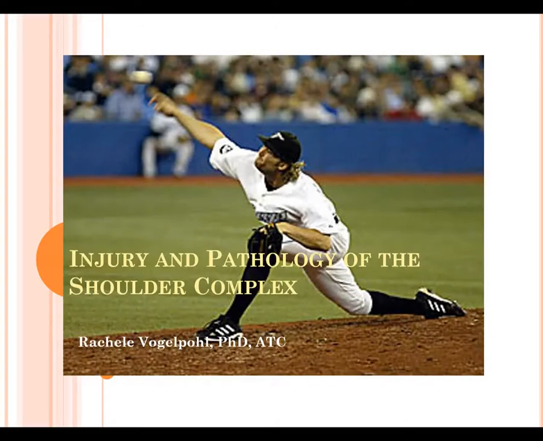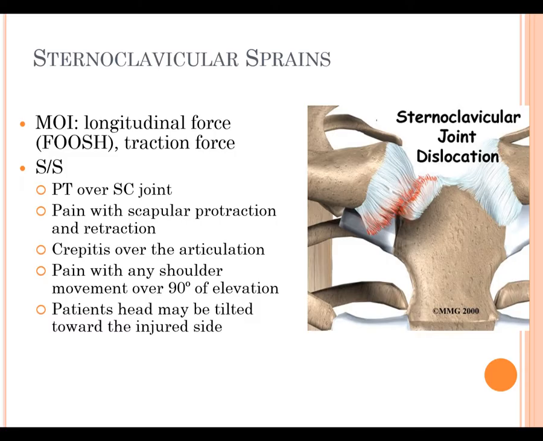This next part of chapter 15 is going to be all about the injuries that occur in the shoulder. It's not everything that can happen to the shoulder, but we'll go through the primary things. What we're going to see: the mechanism of injury, the primary signs and symptoms, and we'll mention the special tests that are often used to help diagnose.